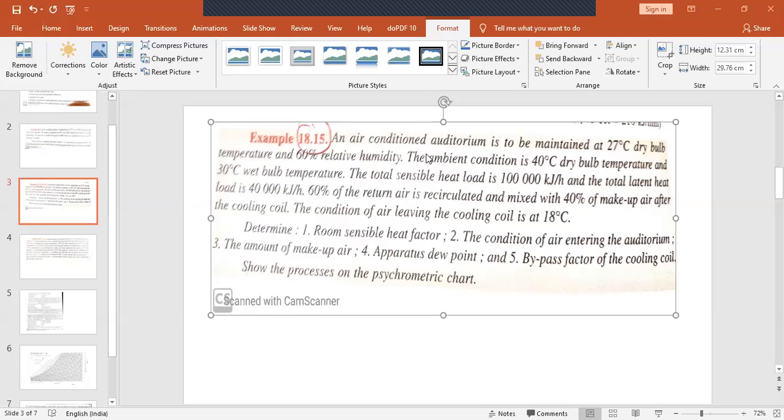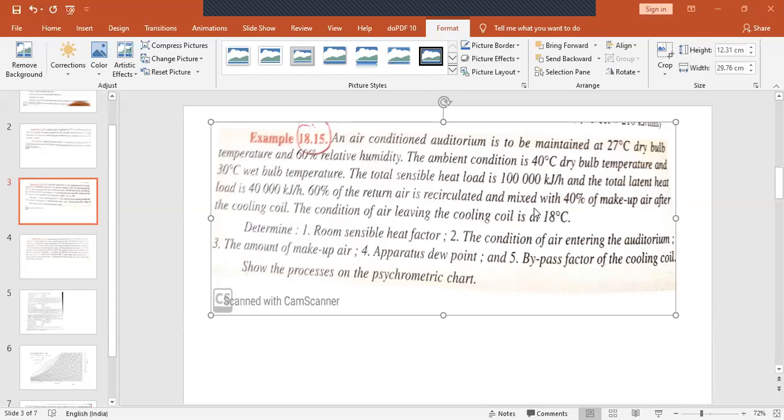An air-conditioned auditorium is to be maintained at 27-degree dry bulb temperature and 60% relative humidity. The ambient condition is 40-degree dry bulb and 30-degree wet bulb. The total sensible heat load is 1 lakh kilojoule per hour and total latent heat load is 40,000 kilojoule per hour. 60% of return air is circulated and mixed with the 40% of makeup air after the cooling coil.